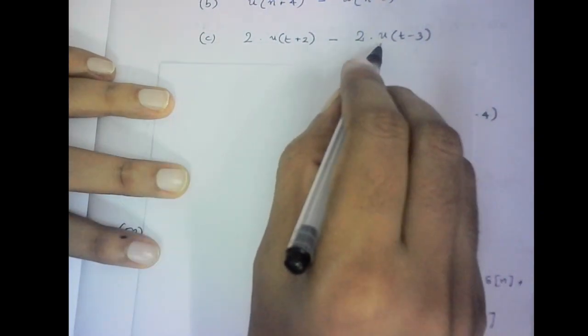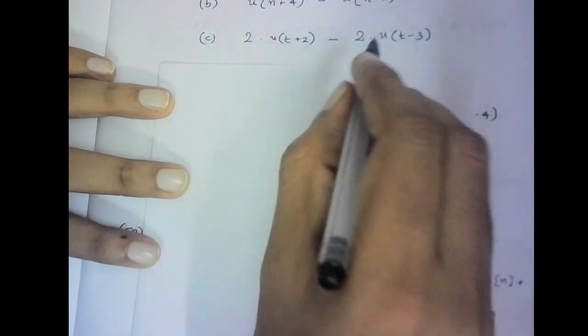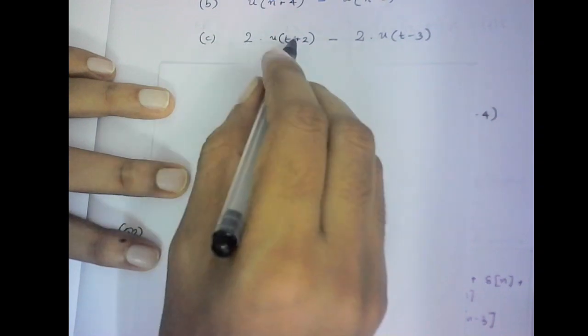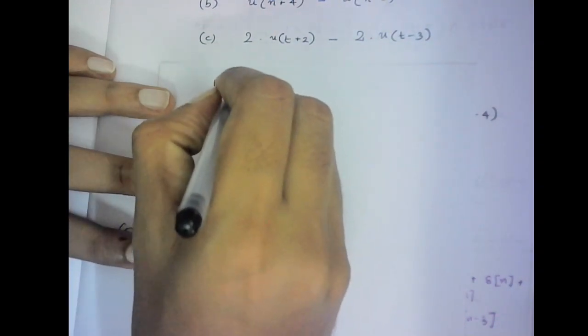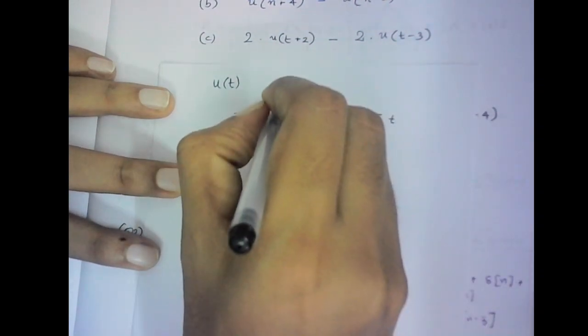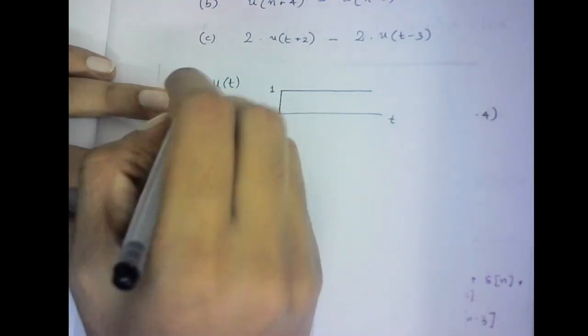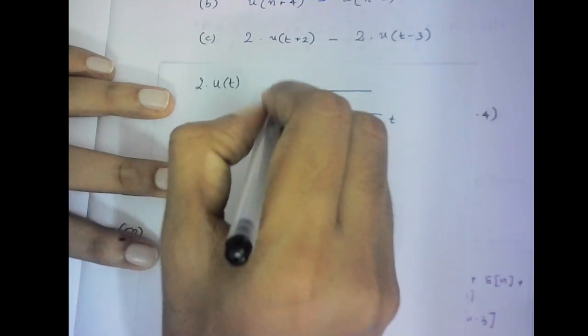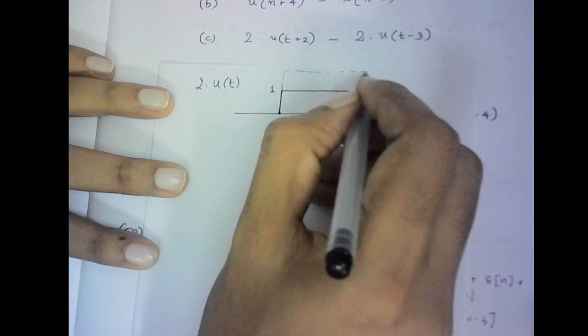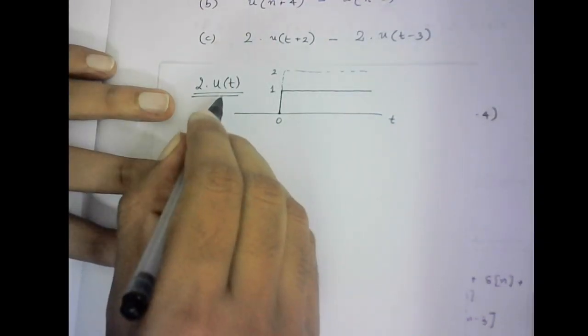First you need to find 2 into u of t plus 2. Then you need to find 2 into u of t minus 3. Then you need to subtract. So what is 2 into u of t? First of all, what is u of t? u of t is a signal for which, on this t axis, for t greater than or equal to 0, the value is 1. So 2 into u of t is a signal having the value 2 for t greater than or equal to 0, and 0 for t less than 0.